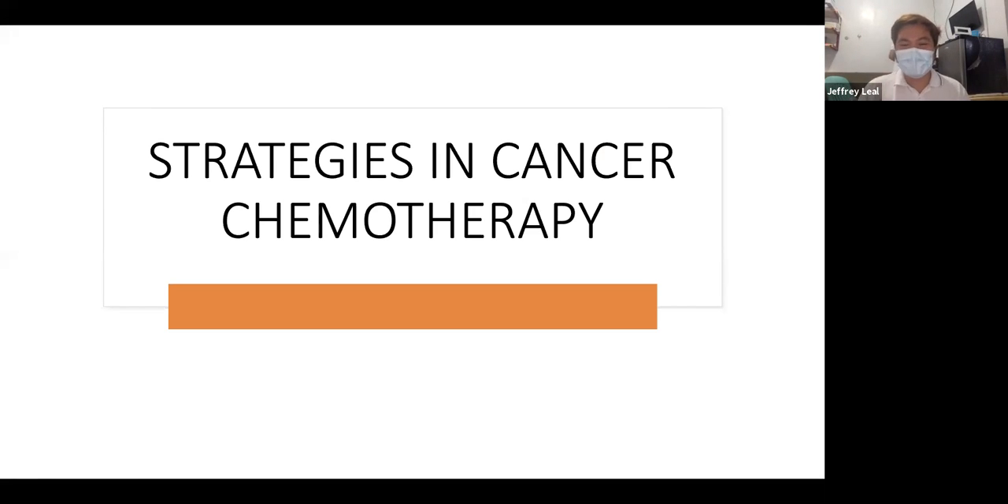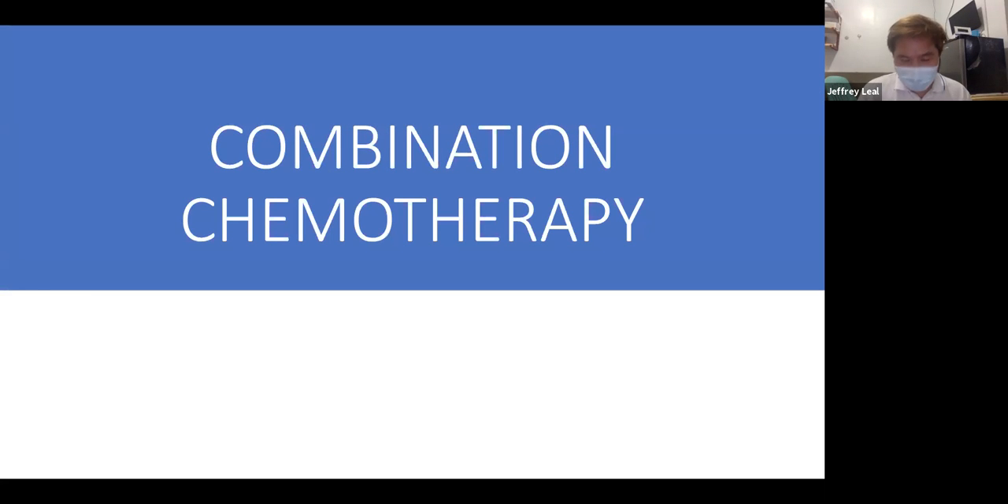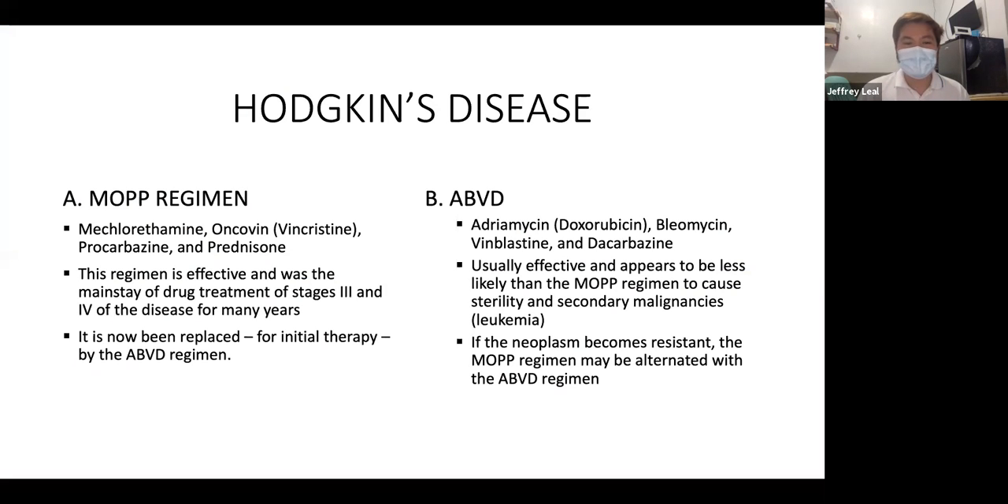For strategies in cancer chemotherapy, we have, natapos na natin to, combination chemotherapy, even the principles, the roles, and for the combination chemotherapy. Yung Hodgkin's disease, may dalawang combinations yung ginagamit. Pwedeng MOPP regimen or your ABVD regimen. Okay? So your MOPP regimen would include the following anti-cancer drugs, and it is effective and was the mainstay of drug treatment for stages 3 and 4 of the disease for many years, but it is now replaced with the ABVD regimen.